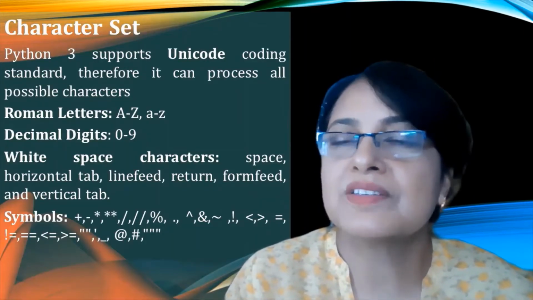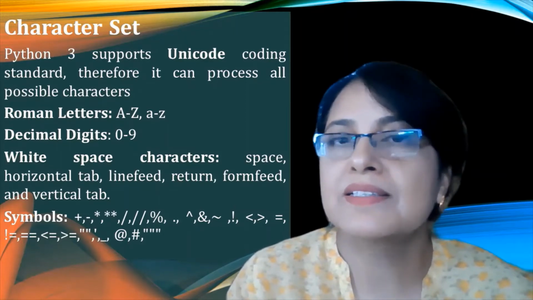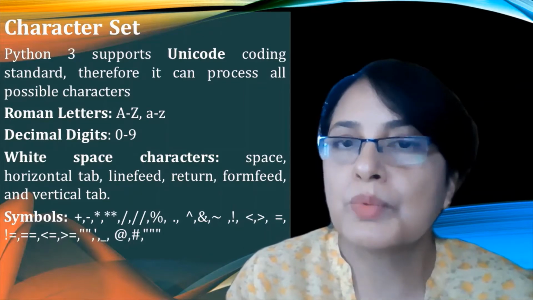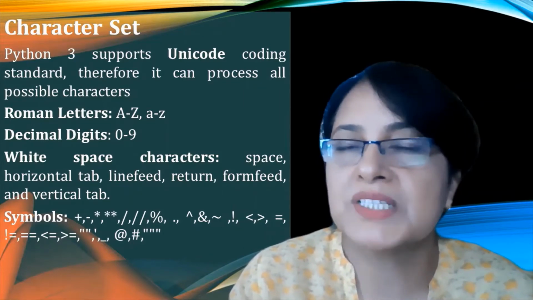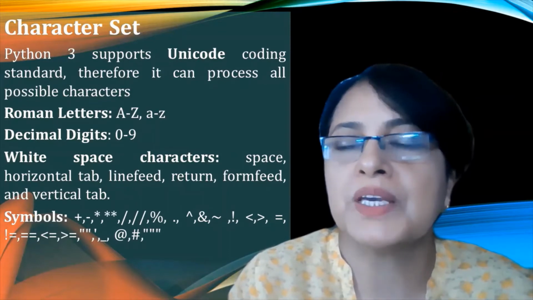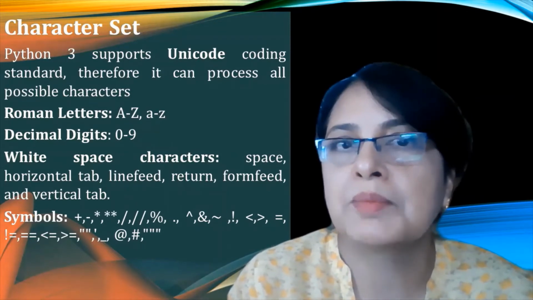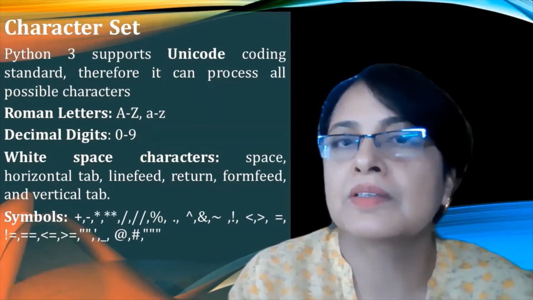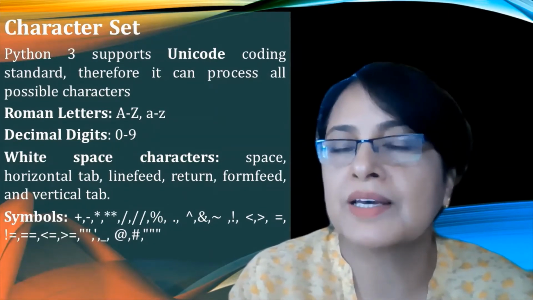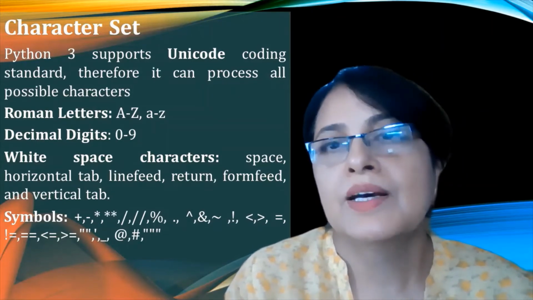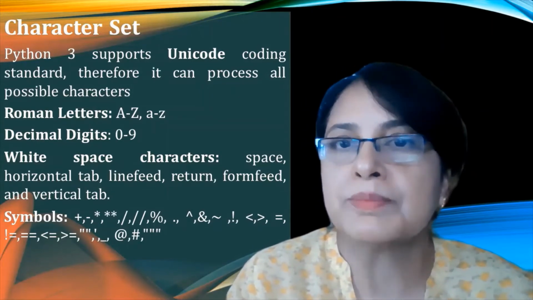Now, Python 3 supports Unicode coding standards. Therefore, it can process all possible characters: Roman letters A to Z, decimal digits 0 to 9, white space characters such as space, horizontal and vertical tab, return, and all the symbols, mathematical, logical, greater than, less than, equal to, hashtag. All these symbols are supported by Python.